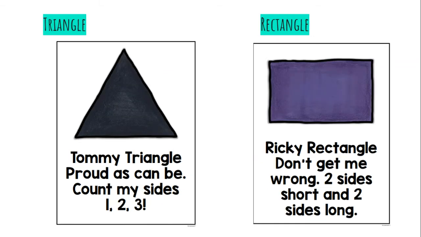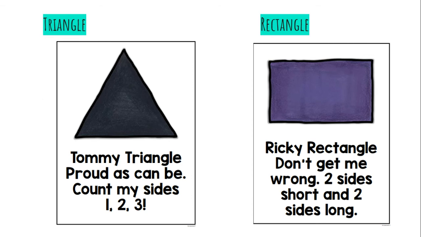Tommy Triangle, proud as can be. Count my sides, 1, 2, 3. A triangle has three sides. How many vertices or corners does a triangle have? Great job! A triangle has three vertices. There are three corners in a triangle.